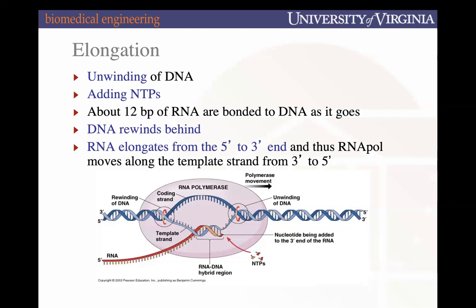And so the DNA rewinds back together behind RNA polymerase as it moves. And again, it is growing the mRNA transcript in the 5' to 3' direction along the template strand, which is 3' to 5'. The 5' to 3' direction is pretty similar to replication, where the new DNA strand being produced during replication is produced in the 5' to 3' direction, similar with RNA polymerase here.